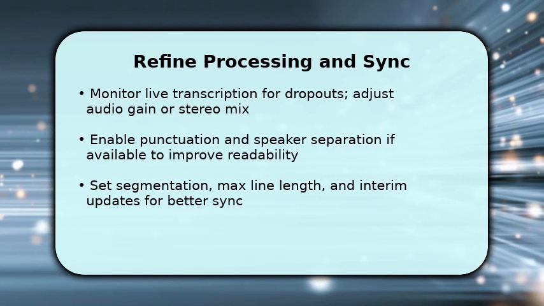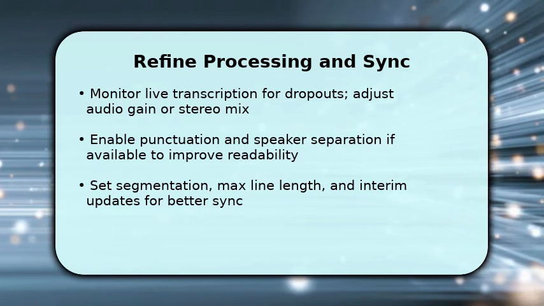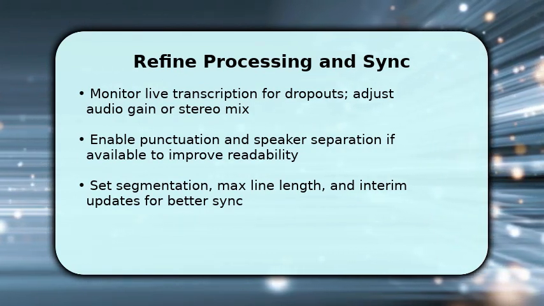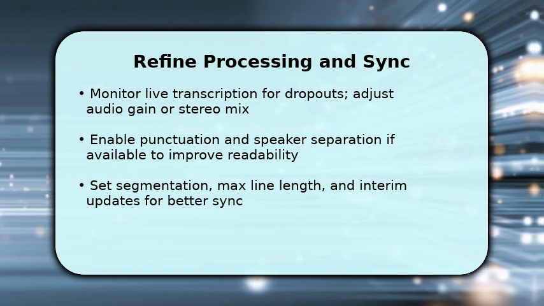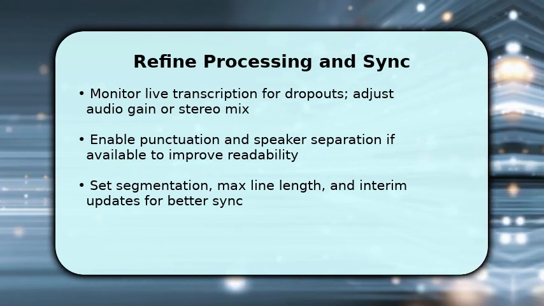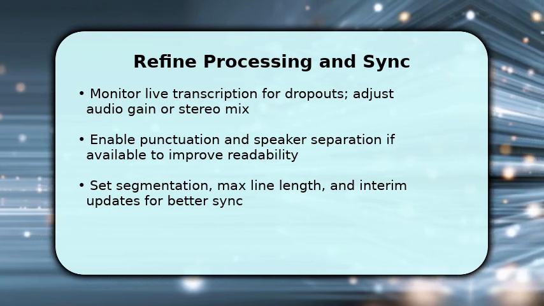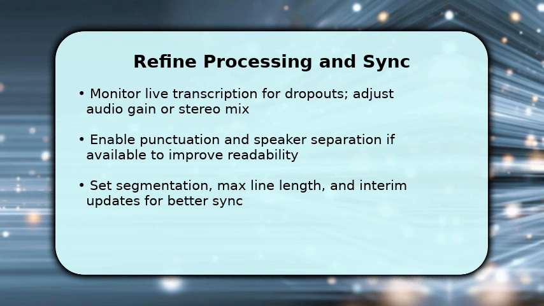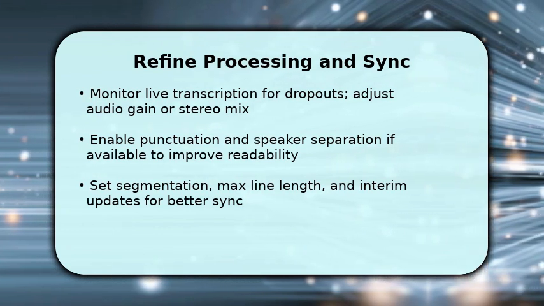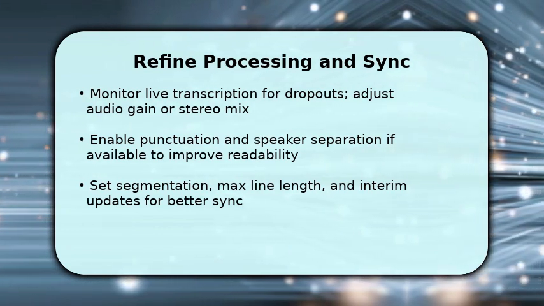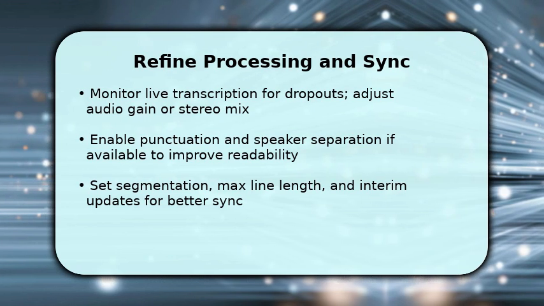Once transcription runs, you actively monitor the output so you catch mistakes early. If audio drops or overlaps, increase input gain or switch to the mixed stereo track. This improves clarity. Make sure punctuation and speaker separation are enabled so subtitles read naturally, and adjust segmentation or max line length to avoid mid-word breaks.